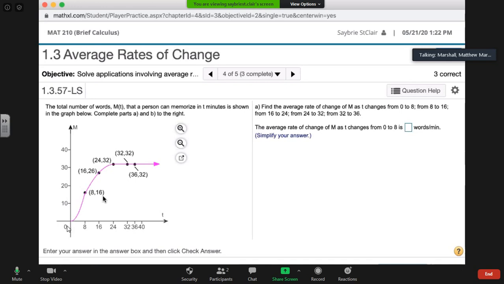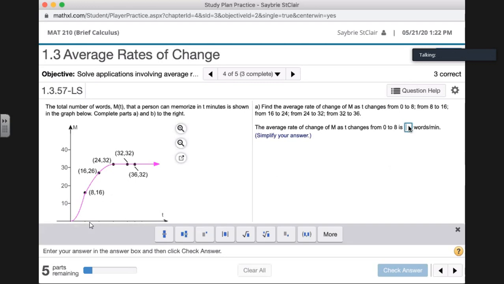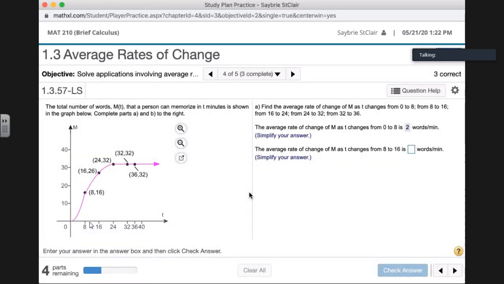So that's got a rate of change of 8 over, up 16. 16 divided by 8, so 2. 2 words per minute. Then you could take 26 minus 16, and that will give you a 10. 16 minus 8 will give you 8. So 10 divided by 8, 1.25.